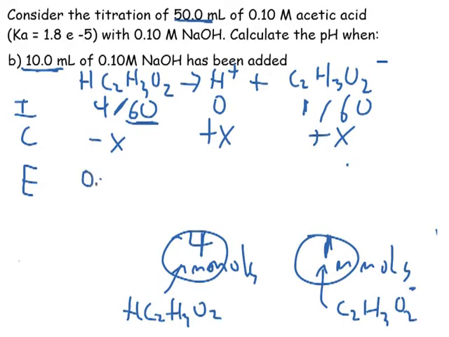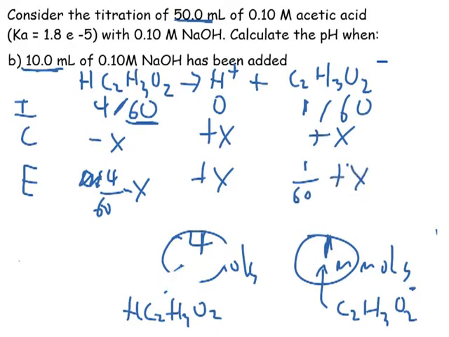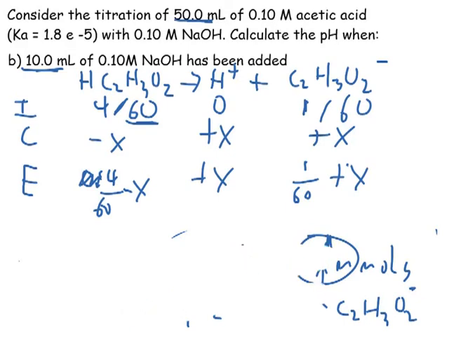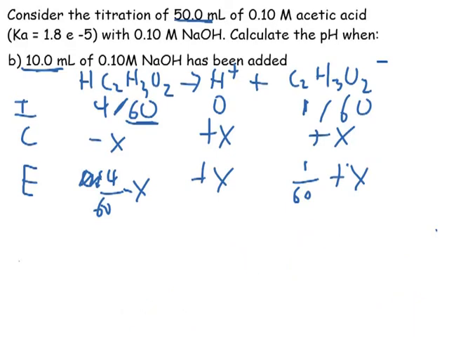Okay, so 460 minus x plus x and 1/60th plus x. And now let me erase the bottom really quick. Yeah, these problems take up a lot of space, unfortunately. Okay, so now we know what our Ka is, so now we're finally good to go.